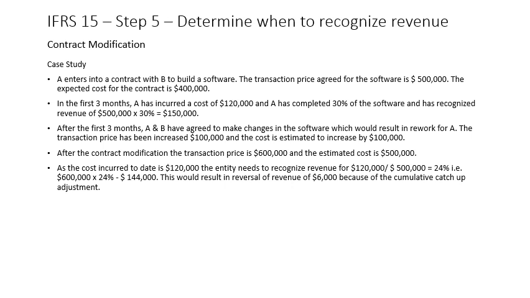As the cost incurred to date is $120,000, the entity needs to recognize revenue, that is, the cost incurred $120,000 divided by the total cost estimated to be incurred, that is $500,000, which is 24%, and the total transaction price, which is $600,000, needs to be multiplied by this 24%, and the revenue should be $144,000. As the entity has already booked a revenue of $150,000, this means they need to reverse $6,000 because of the cumulative catch-up adjustment under contract modification.